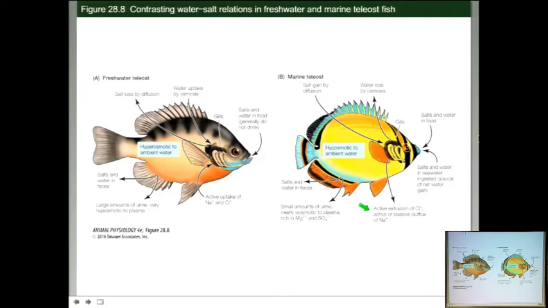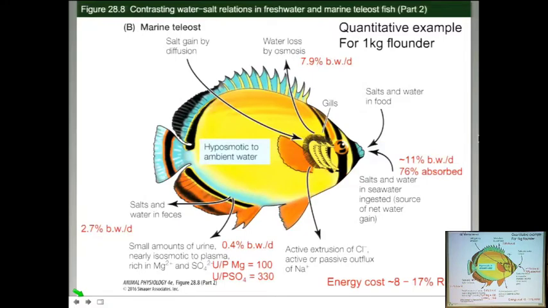And just the way we had a quantitative example for freshwater animals, here we have a quantitative example for marine animals, in this case marine teleost fish, and this example is given for a 1 kilogram flounder. They have a water loss by osmosis that's around 8% of their body weight per day, and they are going to be drinking the equivalent of 11% of their body weight per day. And of that 11% that they drink, they are keeping about 76% of it through that pure water uptake mechanism I mentioned earlier.